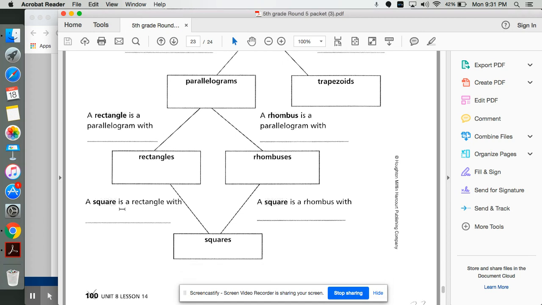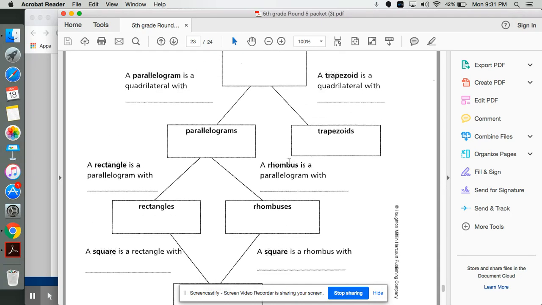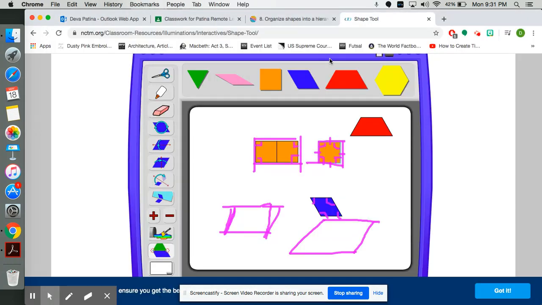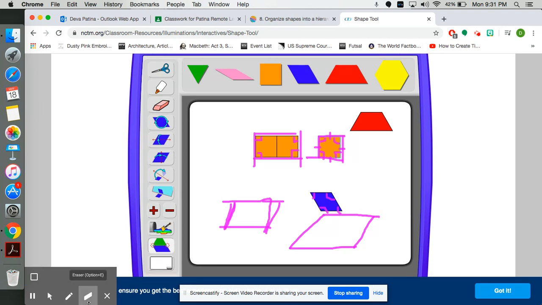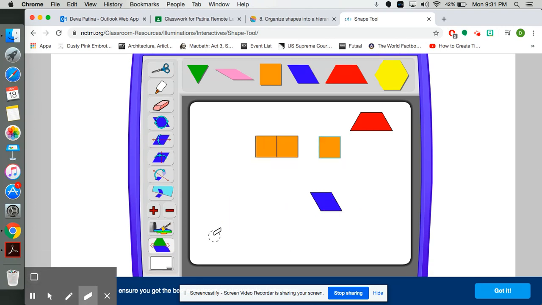A square is a rectangle with equal sides. A square is a rhombus with equal angles. A rhombus is a parallelogram with equal sides. So that's kind of how you would fill in the chart. If that's confusing, I know this is a lot of information to put in one video. And like I said, it's not the same in the classroom. I would spend several days, probably over a week, teaching this. So just know that this is a bandage solution to trying to teach you this math concept.